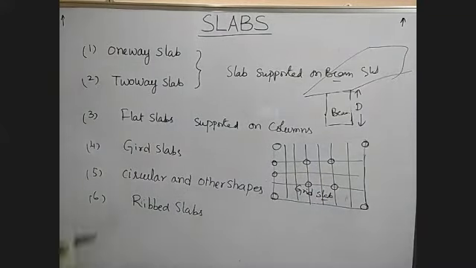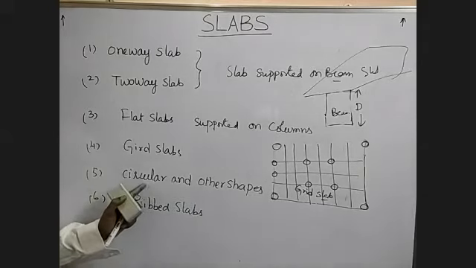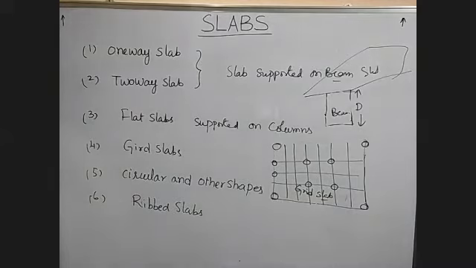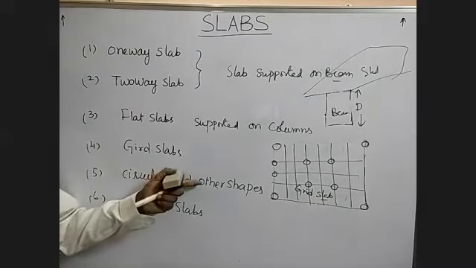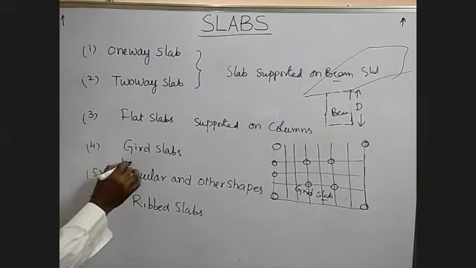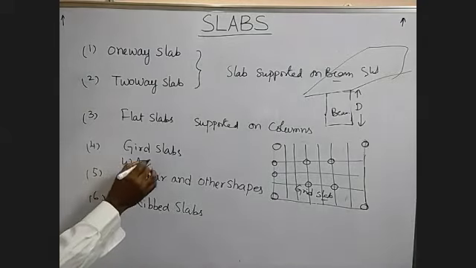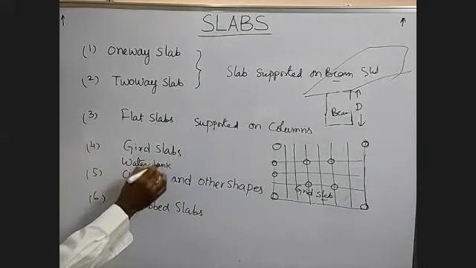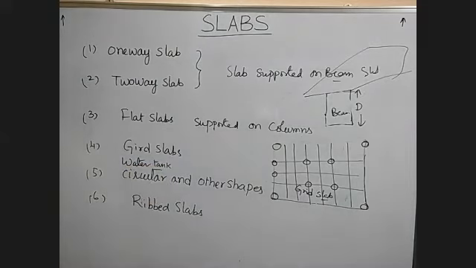Now you have circular, triangular, rectangular, square, different types of shapes. The circular slab is used mainly for water tanks. Normally, for normal construction, we go for rectangular slabs.